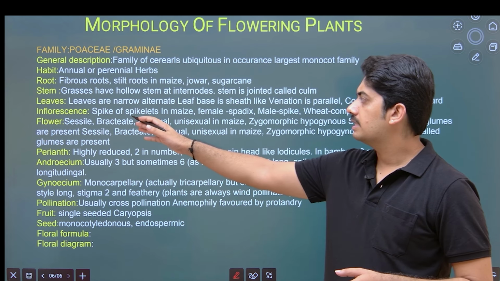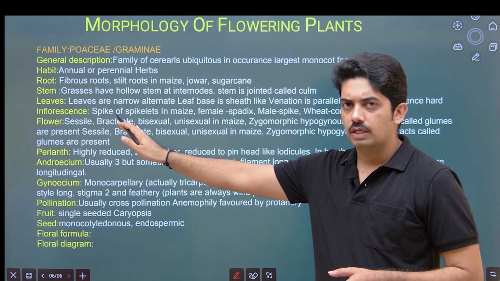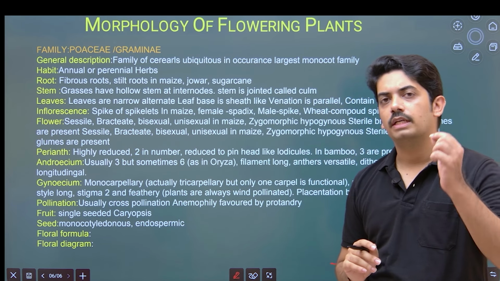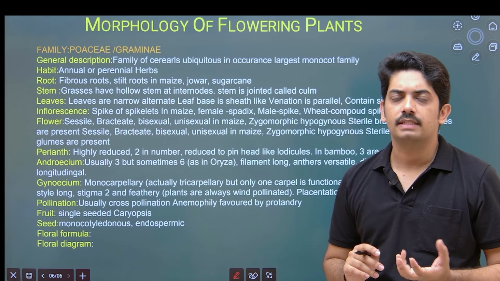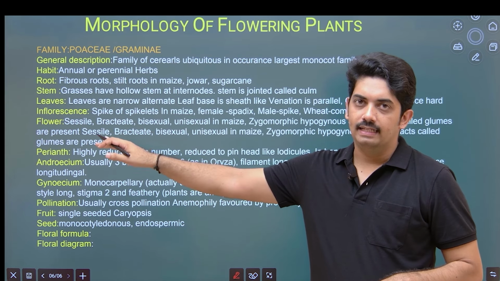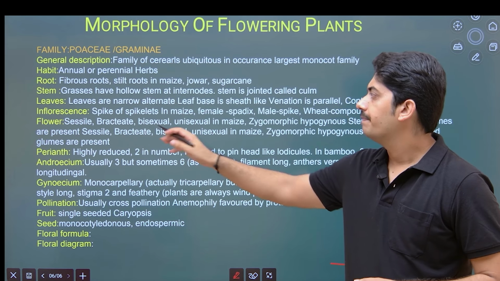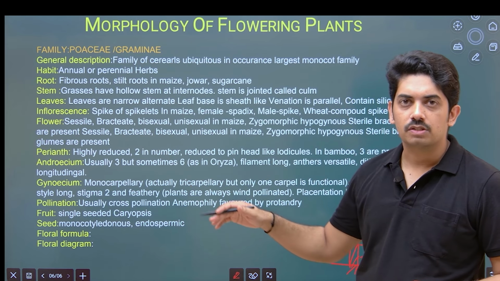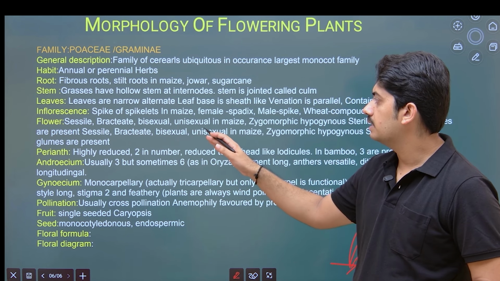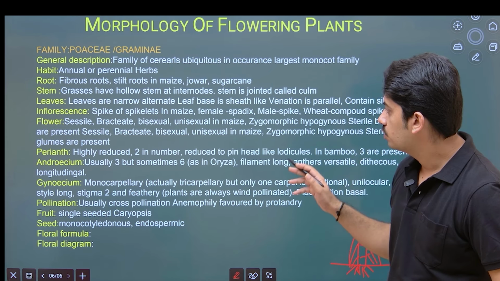Then inflorescence is spike. There are different types. General one you can remember, that is spike. Spike in the sense, here also the younger flowers are at the tip, older flowers are at the base, and the inflorescence shows many branches. Flowers are sessile. Sessile in the sense there is no pedicel, directly attached to the peduncle. Bracteate, that means leaf-like structures are present at the base of the flower. Bisexual, androecium, gynoecium both are present. Unisexual in maize. There are some exceptions where you observe unisexual flowers also.